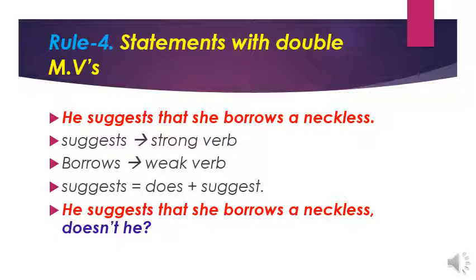To pull out the auxiliary verb from this, I am splitting this main verb. So, suggests is equal to does plus suggest. So, I am taking does here. This is a positive statement, make it negative. The personal pronoun is he. So, doesn't he will be the answer. Now, the question tag is: he suggests that she borrows a necklace, doesn't he?